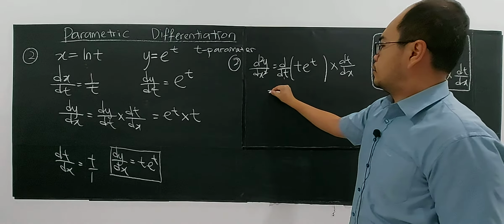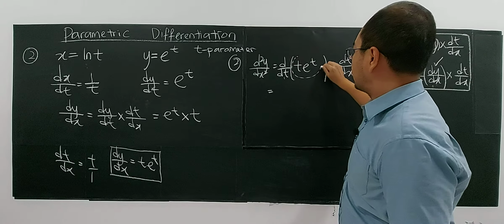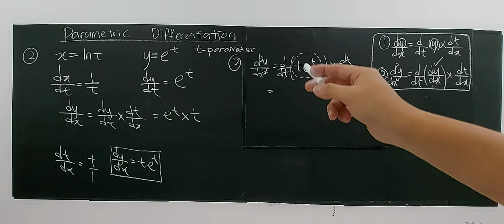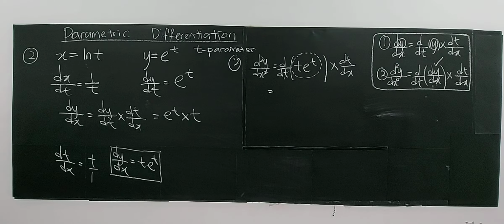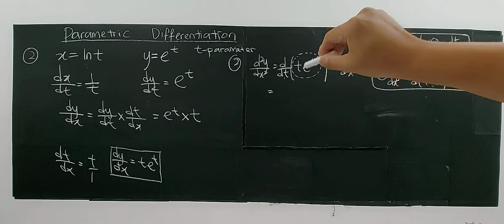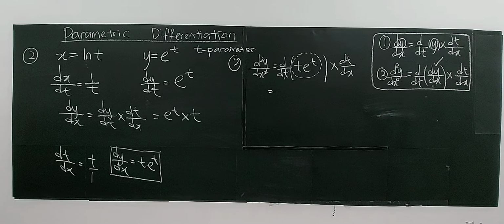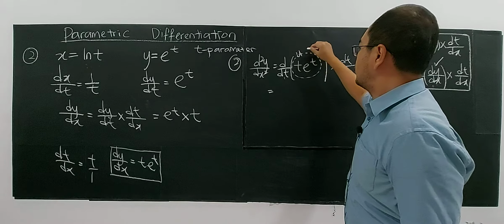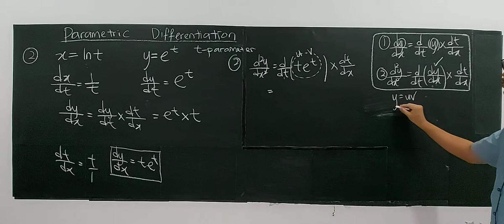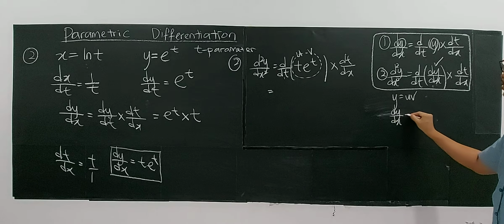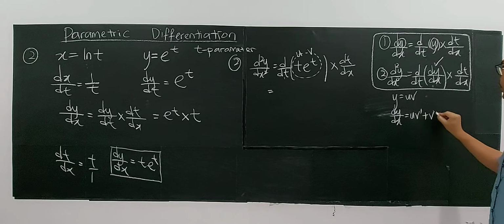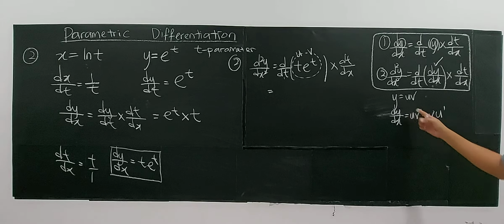Now look at this particular thing here. What rule are you going to apply for t e^t? Very clear, it is a linear function multiplied with an exponential function, so I'm going to apply the product rule. The product rule formula is dy/dx equals u v prime plus v u prime.